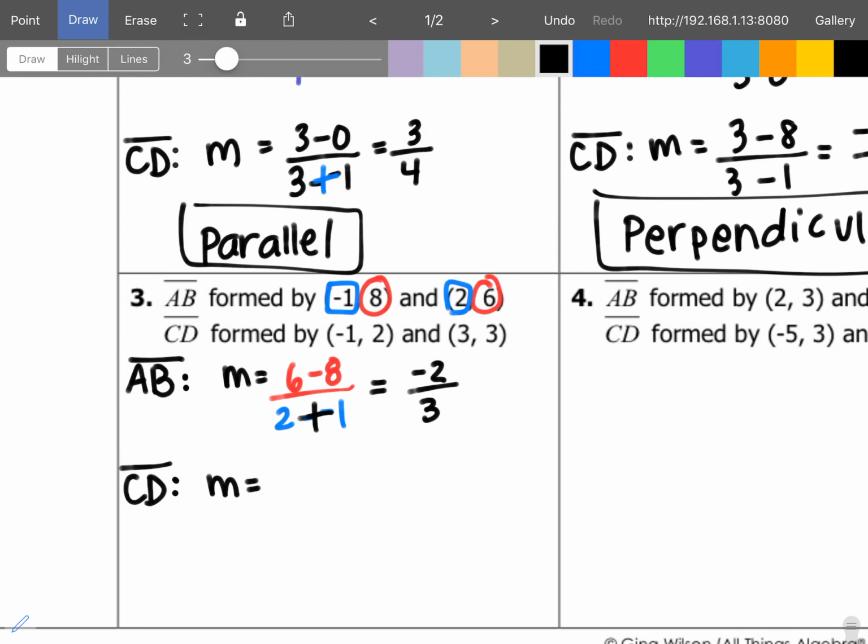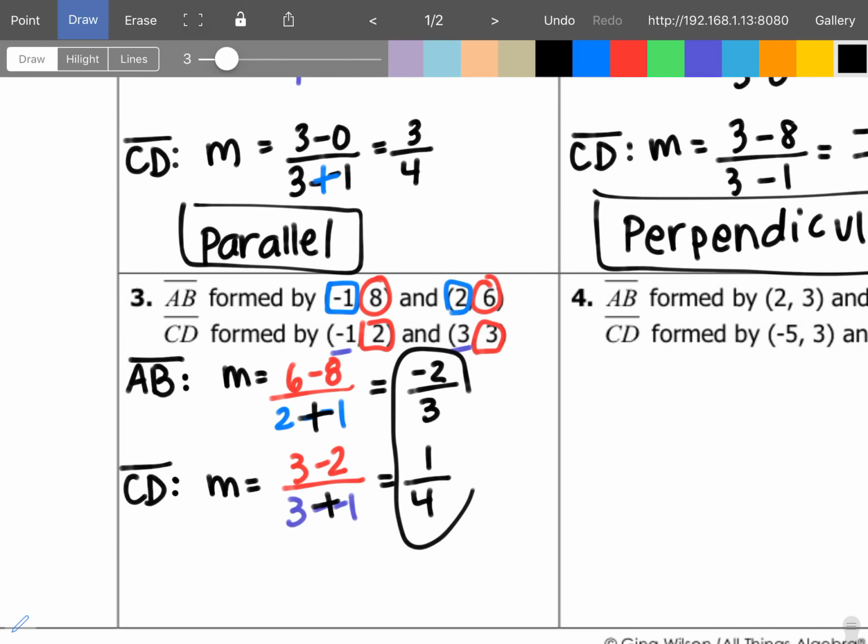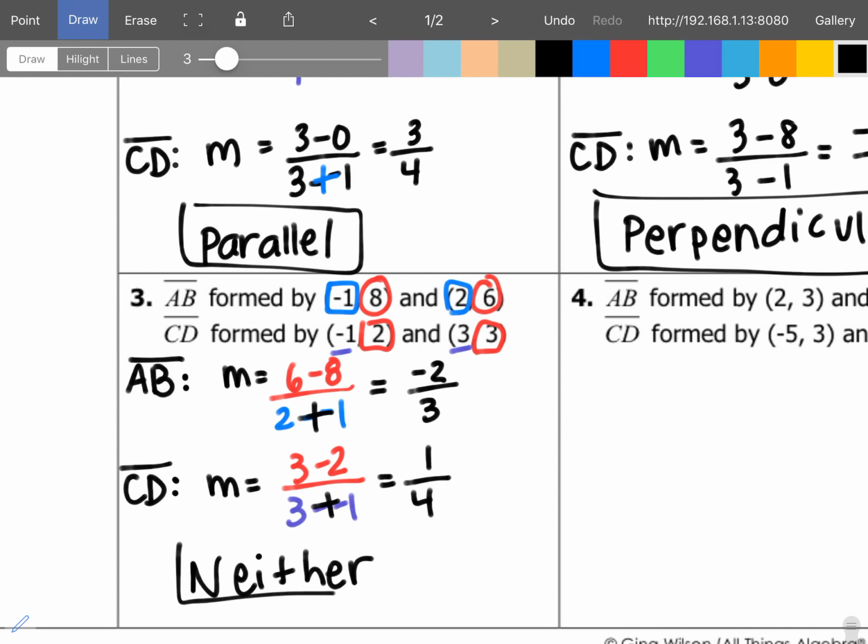So m equals y2 minus y1, so 3 minus 2, over x2, 3 minus negative 1. So we make this a positive when we have two negatives next to each other. 3 minus 2 is 1. 3 plus 1 is 4. Okay, are those the same? No. Are these two slopes opposite reciprocals? No. So this time it's neither. So it's neither parallel nor perpendicular.